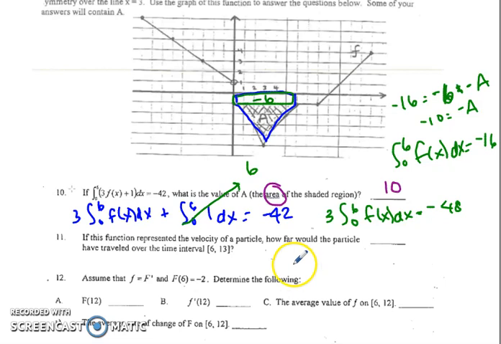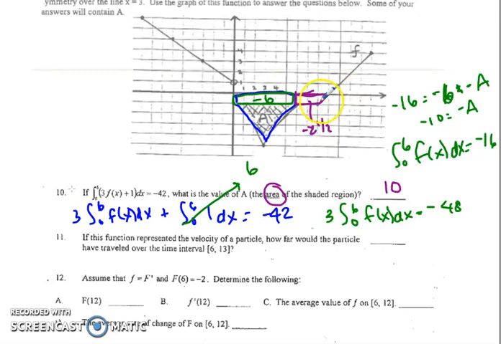Okay, next problem. If the function represents the velocity of a particle, how far would the particle have traveled on the interval from 6 to 13? So here's 6. Let's see. This section here will represent how far the particle goes to the left, or backward or down. So that is going to be a negative 2.5.